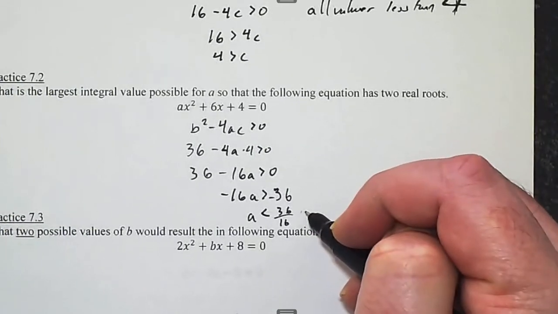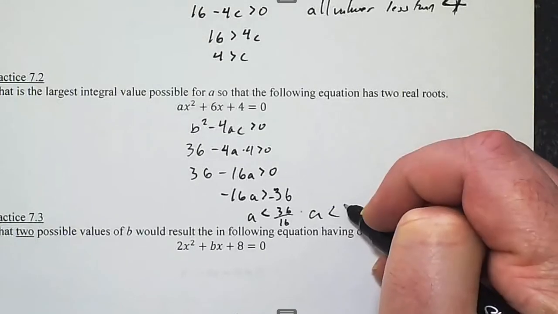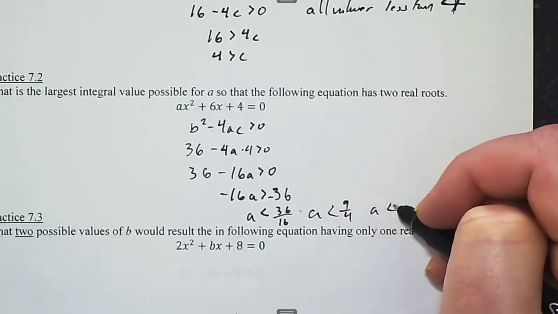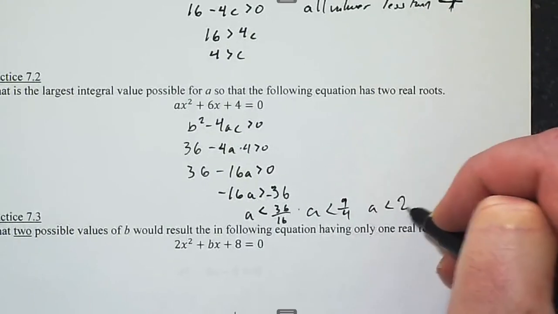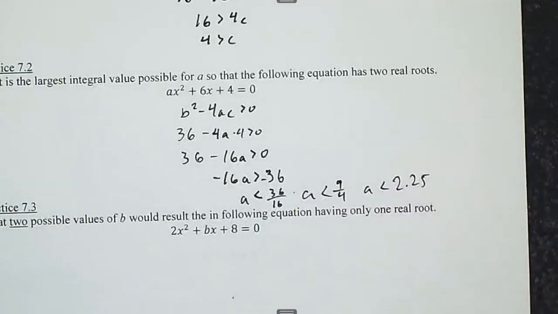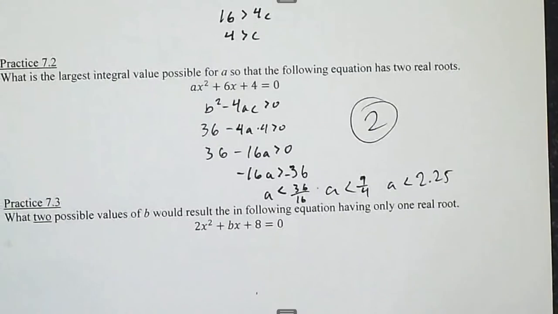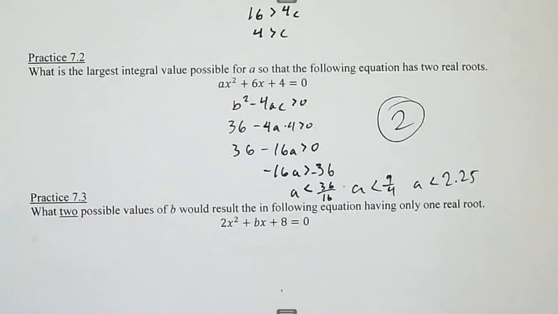Now I can reduce this 36, I can divide both these by 4, making this 9 over 4. Which, if you divide it, is 2.25. Which is telling me that the biggest integer value a could be is 2. So that's the answer, 2. 2 is the largest value of a that we can have that's an integer and still have 2 real solutions.